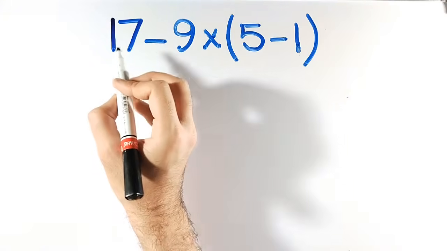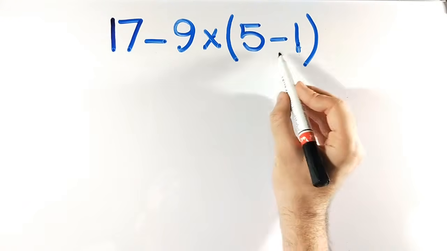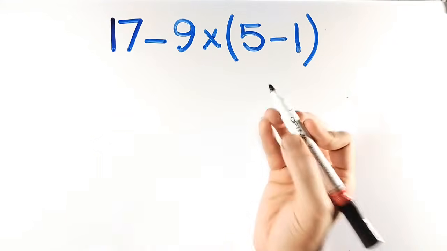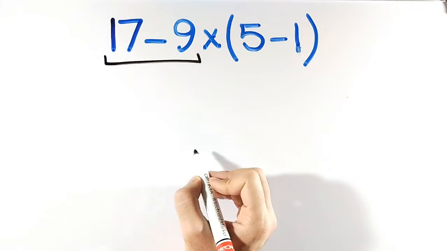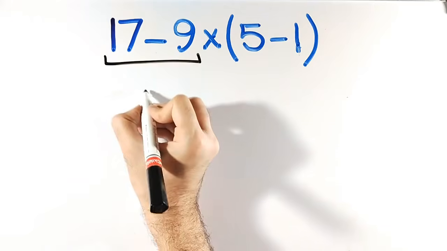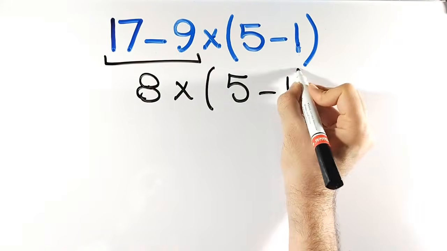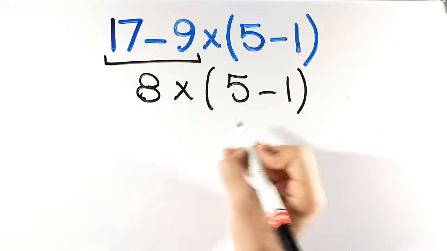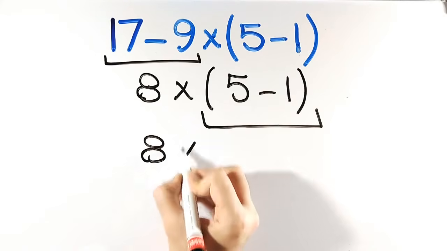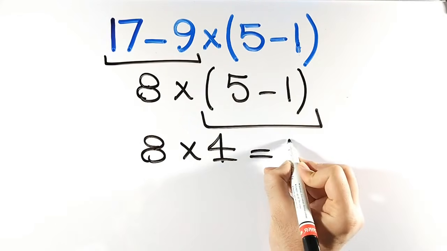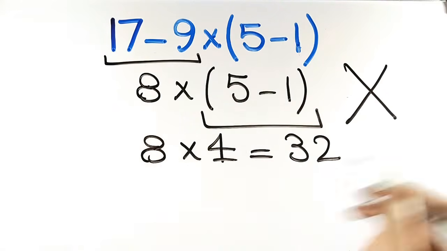What is the value of the expression 17 minus 9 multiplied by open parenthesis 5 minus 1 close parenthesis? Many people when solving this question first go for the subtraction between 17 and 9. And instead of this equation, they write 8 multiplied by open parenthesis 5 minus 1 close parenthesis. And the next step, they go to the expression inside the parenthesis and write this expression as 8 multiplied by 4, which finally gives them the answer 32. However, it's not the correct answer to this question.